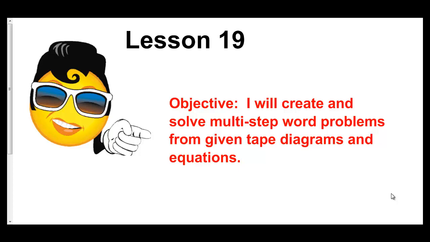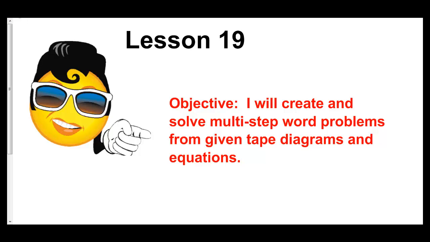Lesson 19: I will create and solve multi-step word problems from given tape diagrams and equations. Today's lesson is going to be very similar to what we've done the last 2 days, except that for the last 2 days you have been solving word problems. Today you're actually going to be creating word problems. We are, again, not going to be using our math journals. We are going to begin with our problem set.